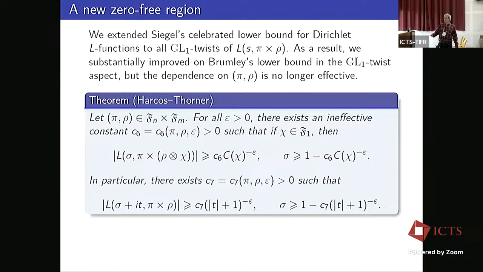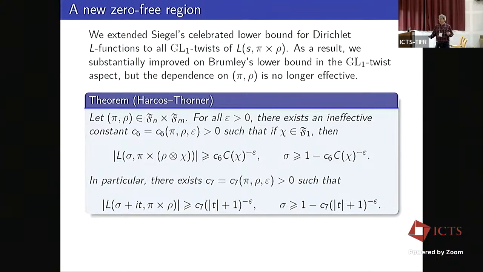In particular, the result that you can read here and we'll review shortly contains Siegel's result as a special case when pi and rho are the trivial representations and chi is a quadratic twisting character. Then the result that is displayed now here, a result from last year that we achieved with Jesse, becomes Siegel's ineffective lower bound. No more conditions. But the constant depends on pi, rho, and epsilon, and it depends in an ineffective way.